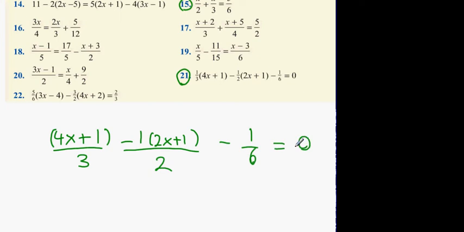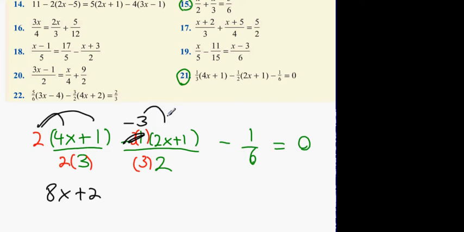Now we're going to do what we did last time. We're going to pick a number, and it turns out to be the same number. We multiply the top one by 2 and the bottom one by 2, this one by 3 and this one by 3, and leave that one the same. 2 multiplied by 4x is 8x plus 2. Minus 3 times 1 is minus 3. Minus 3 multiplied by 2x is minus 6x, and minus 3 by plus 1 is minus 3. And this is all over 6.